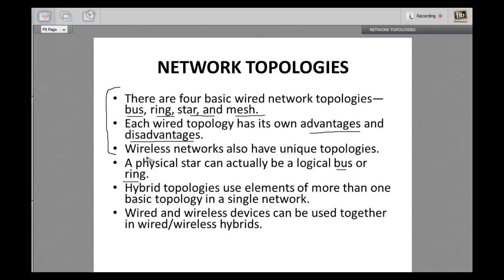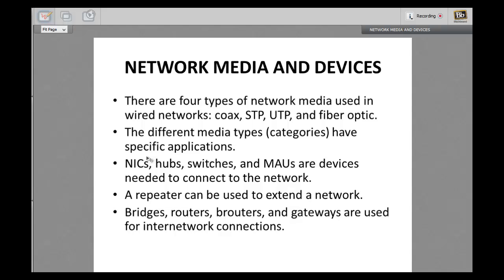The chapter of this week was about network media and devices. We talked about many media, which means the cables. Media means the cables actually, and also the wireless, and devices that are involved in the communication.